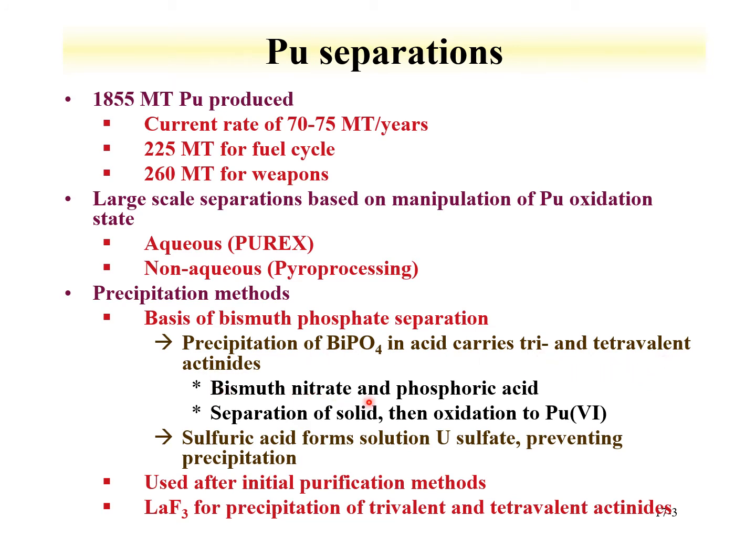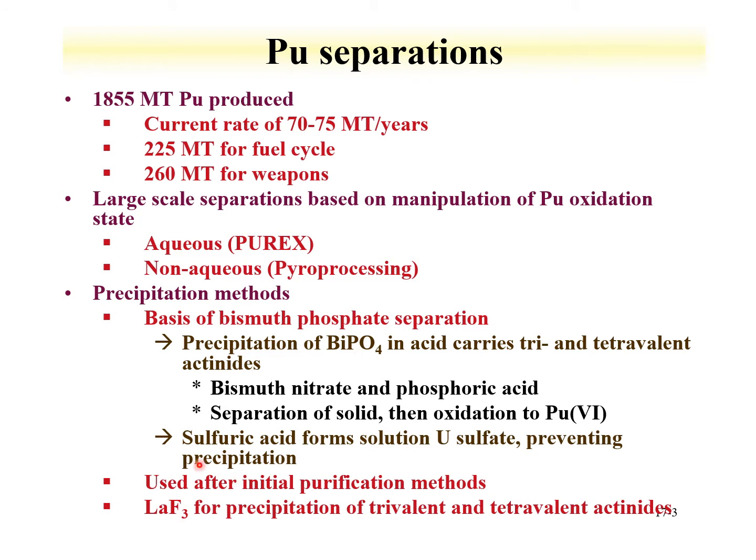Addition of bismuth nitrate or phosphoric acid will drive the precipitation of bismuth phosphate carrying the plutonium 4, along with any other trivalent or tetravalent metal ions, actinides that are present. The plutonium can then be oxidized to the 6, which would achieve a separation of that material. In some forms of the bismuth phosphate process, sulfuric acid forms uranium sulfate, which prevents precipitation of that material in the solution. So one could use that as a route for trying to tune the chemistry of the uranium so that it does not come out with the plutonium.